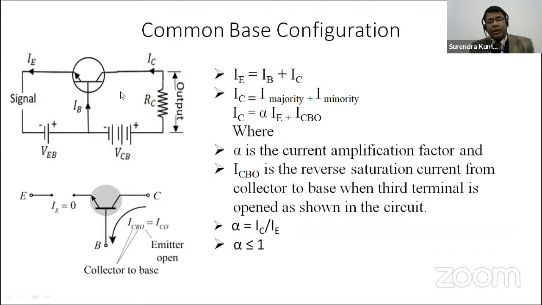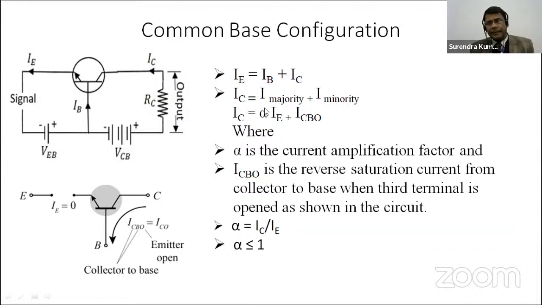As you see, the directions of currents relate to each terminal. Here we have emitter current IE, base current IB, and collector current IC. These IC and IB are incoming currents, and IE is the outgoing current. So by using KCL, we can relate all these three currents: total outgoing current equals incoming current. So IE is equal to IB plus IC.